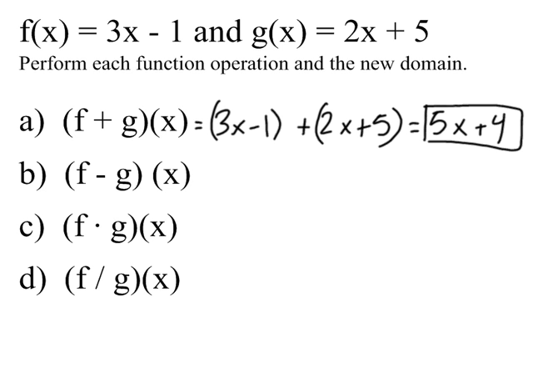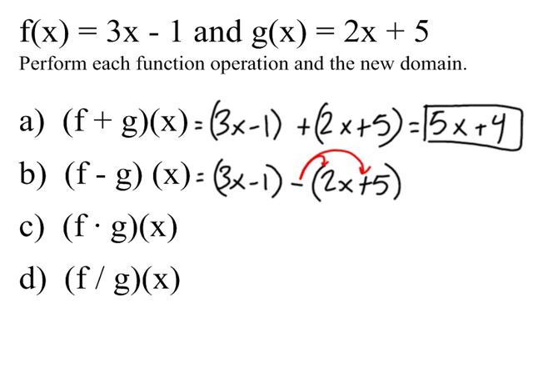Now let's try the subtraction one. In the subtraction one, again, f minus g, so f comes first, the 3x minus 1, and now the minus, g, 2x plus 5. The only thing you need to watch out for is that you distribute that negative so that it's minus 2x and it's also minus 5 now. So our answer to this one, 3x minus 2x is x, and negative 1 minus 5 is negative 6. X minus 6 is our new function.